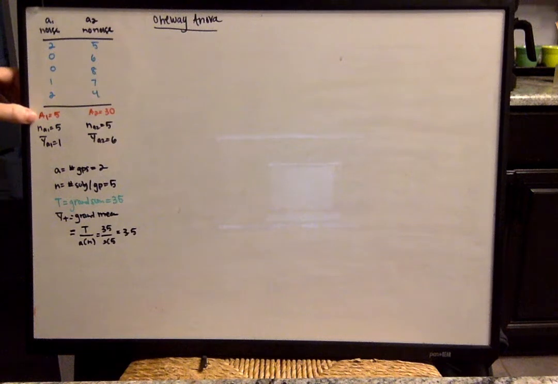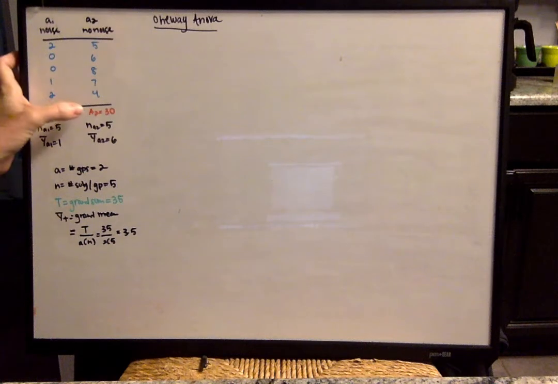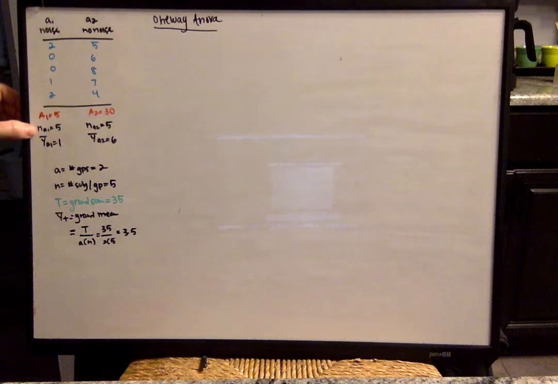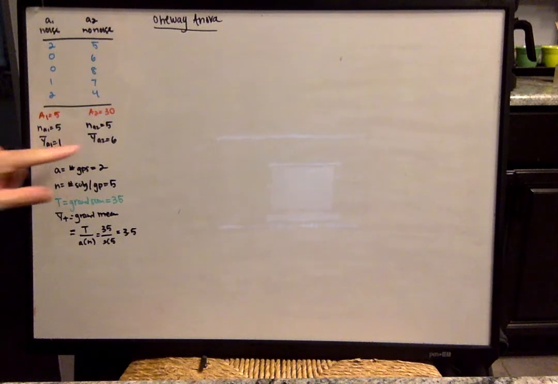Here we've got our sums. Remember, we're referring to our sums by capital letters. Capital A1 is 5, capital A2 is 30. The N for each group is 5. And Y bar, which is the mean, for the groups are 1 and 6.